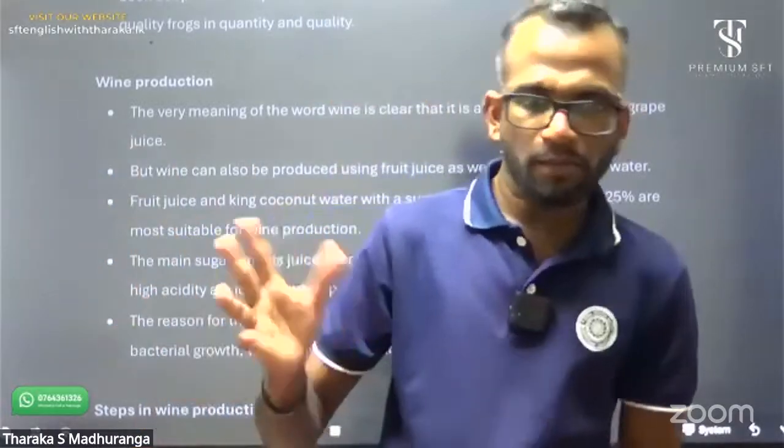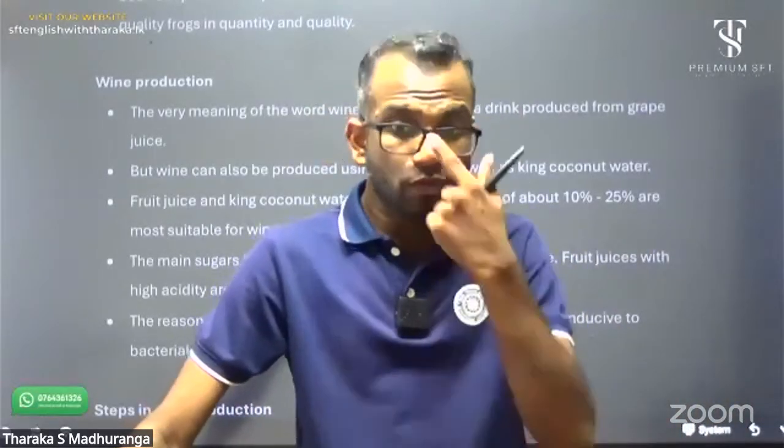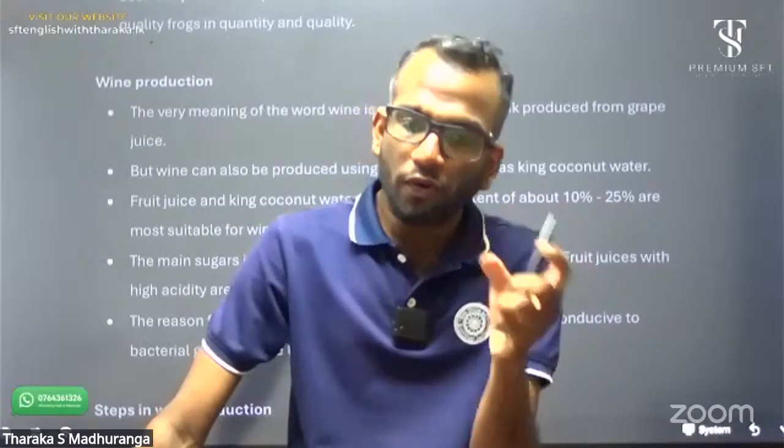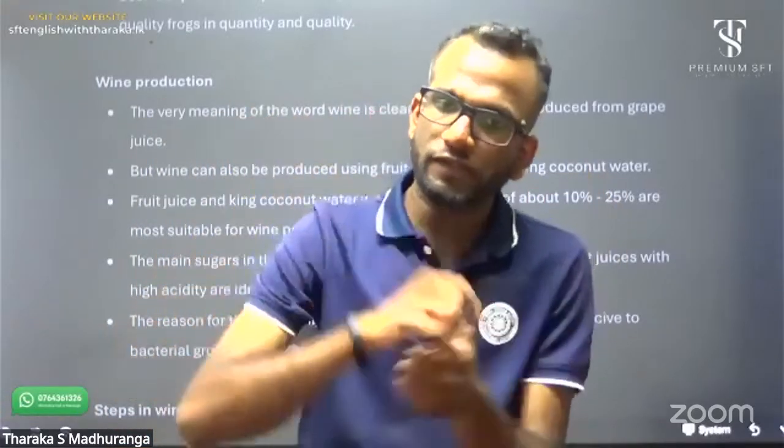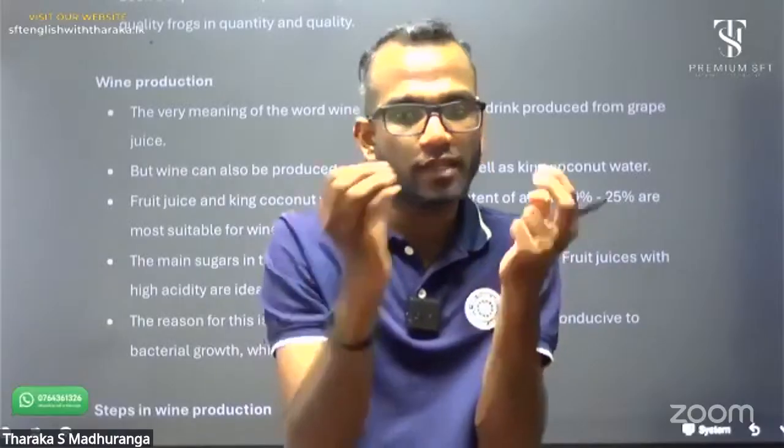I told you, toddy production is very simple. If you want, make a note. Collect the sucrose solution from the inflorescence of the coconut or kitul flower. Add Saccharomyces cerevisiae, that means a small sample of yeast, and keep it for fermentation. Then what happened? The sucrose contained in the solution is converted to ethanol and carbon dioxide.